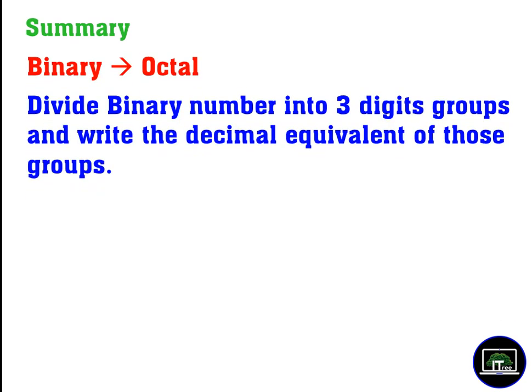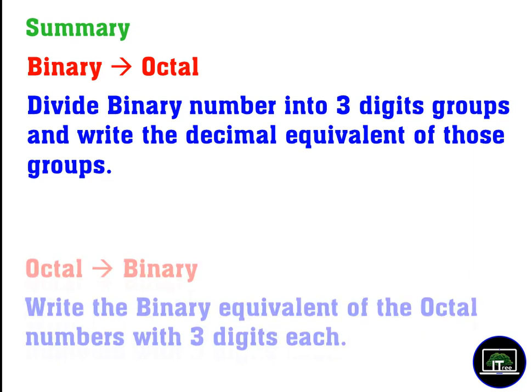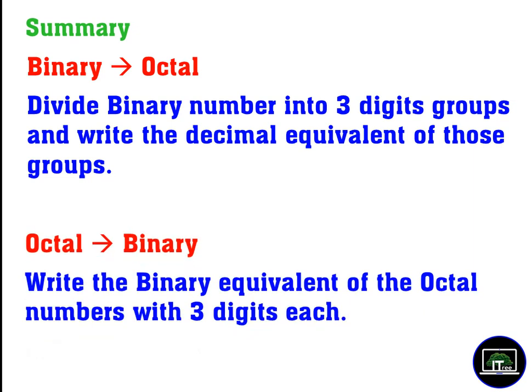Okay, now we try to summarize what we have discussed today. It's a very simple thing. First we discussed how we can convert a binary number into octal. It's a very simple method. The binary number will be separated into 3 digit groups. You make 3 digit groups of the binary number, then you write the decimal equivalent of each of these groups.